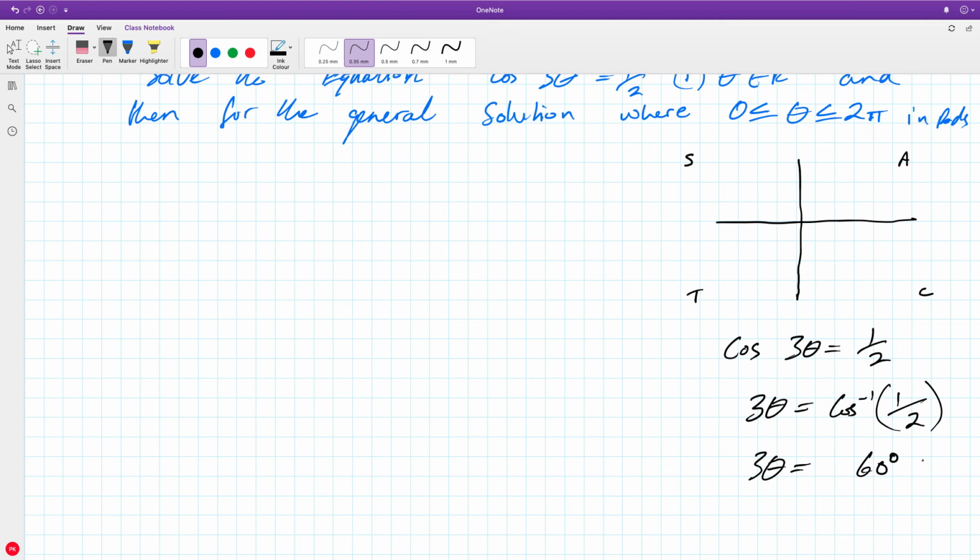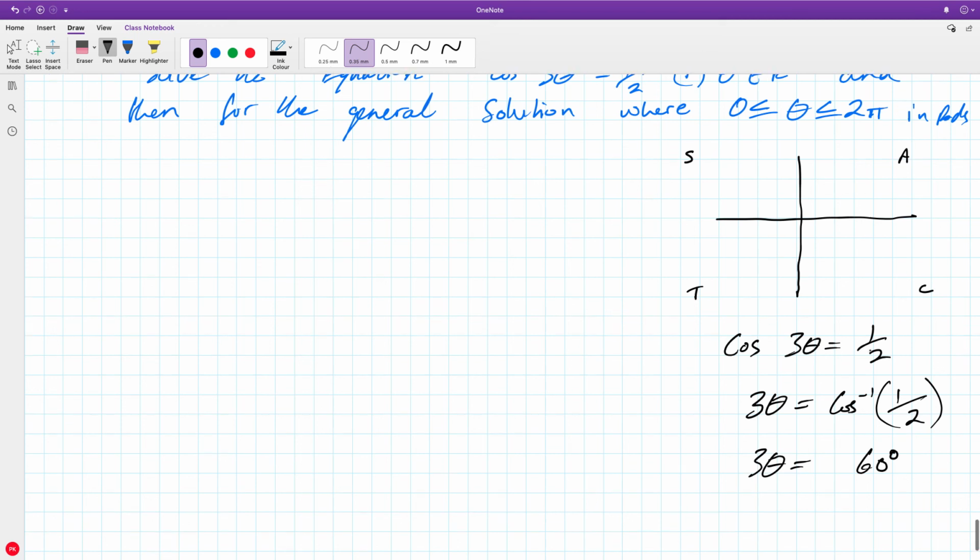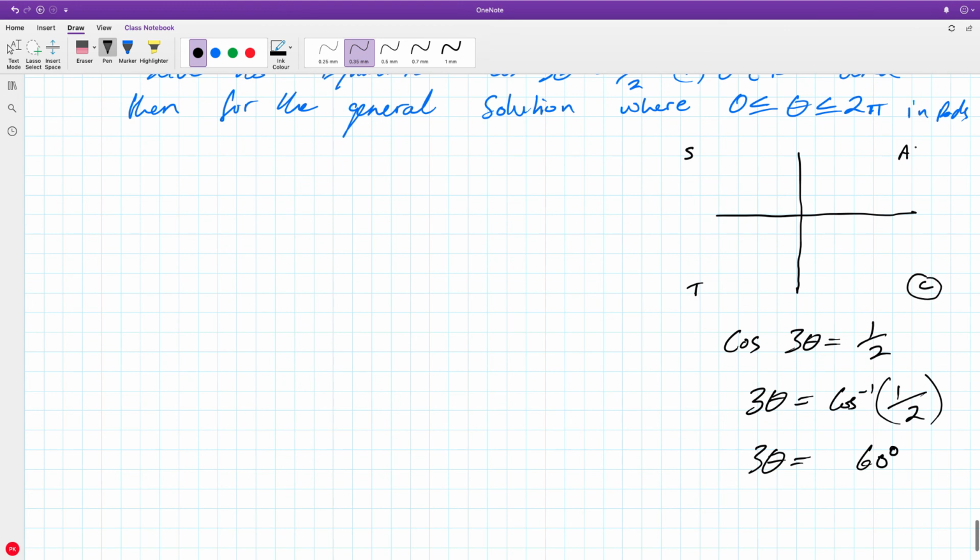So let's get the reference for 3 theta. Some teachers do this differently. Some teachers go away and get theta is equal to 20 degrees, and then break it down later on. I'm going to get it for 3 theta. I'm going to show you this way. So you might have been shown a slightly different way. It's not much of a difference. Is that alright? So cos, A, S, and T.